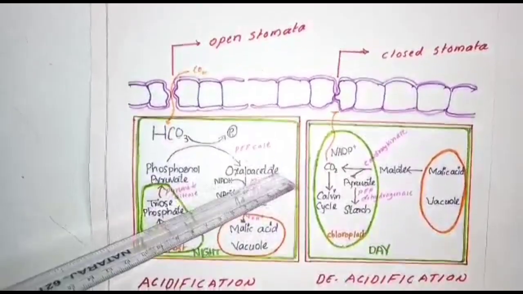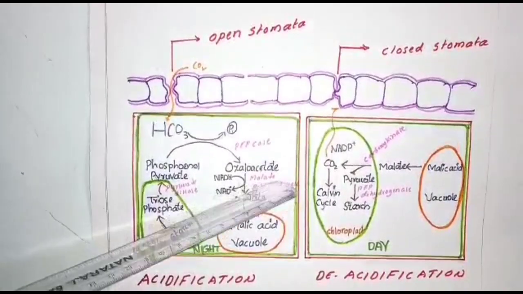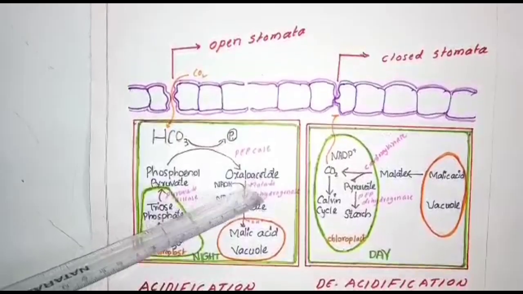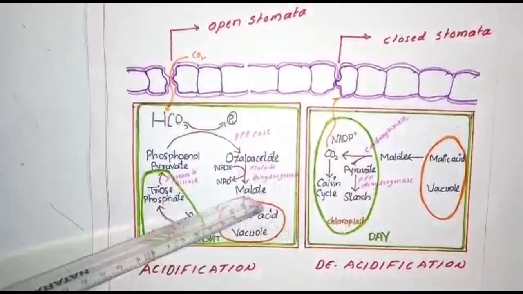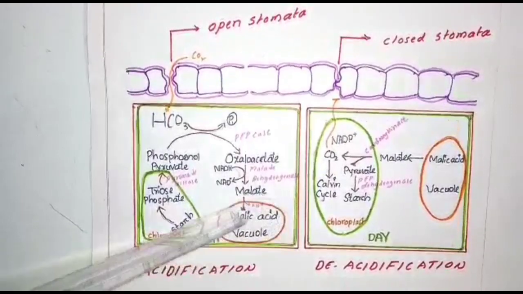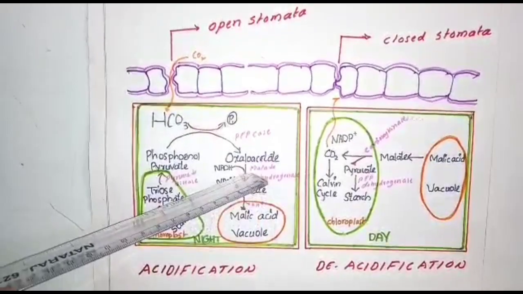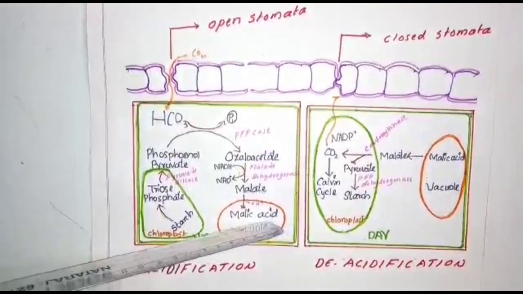The oxaloacetate is converted into malate by the help of the enzyme called malate dehydrogenase, by consumption of NADH, which is converted to NAD+. The malate is converted into malic acid by gaining 2 protons. The malic acid is stored within the vacuole. This process goes on only during night time. This process we call acidification; in the sense, the vacuoles have become acidic.